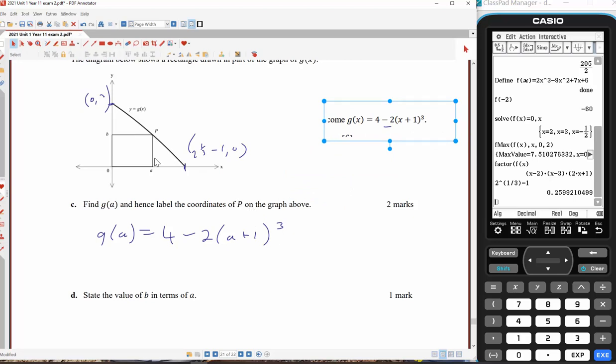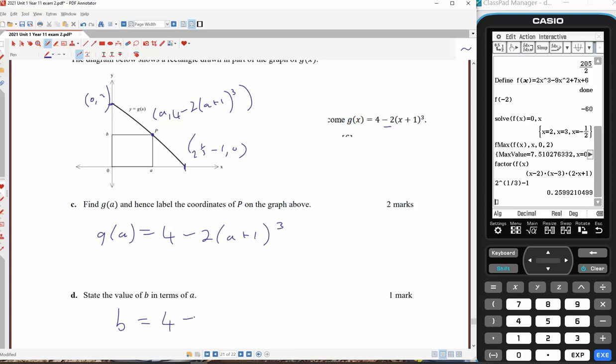So here's P. So it's going to be a comma 4 take 2, a plus 1 cubed. State the value of b, so it's this value here, in terms of a. So b is just the y value here. It's just 4 take 2, a plus 1 cubed. That's all b is.